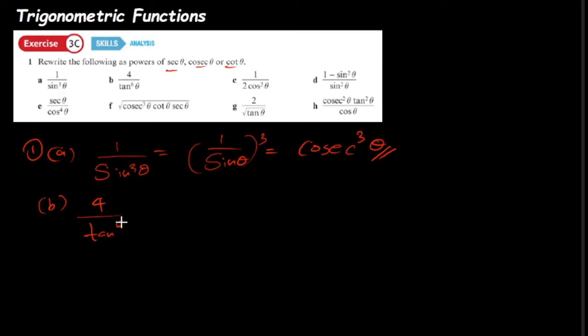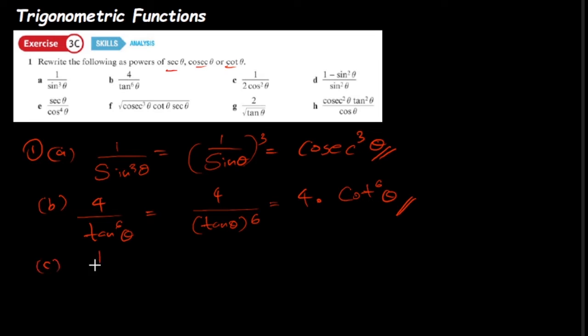Part B, 4 over tan power 6 theta. Now this is like 4 over tan theta to the power 6. 1 over tan theta, it's cot theta. So I can write 4 times cot theta to the power 6, which we usually write as cot power 6 theta, like this.